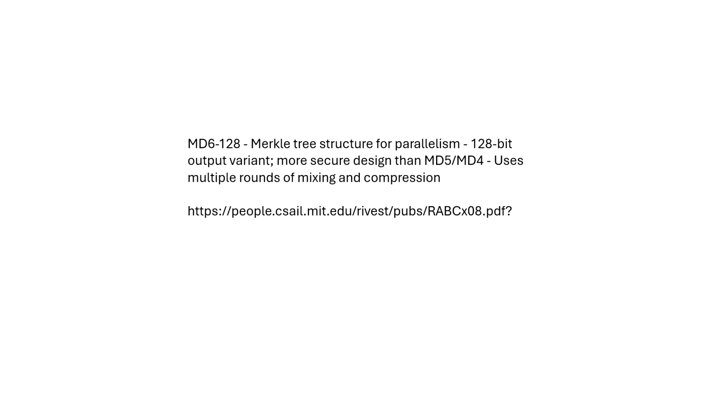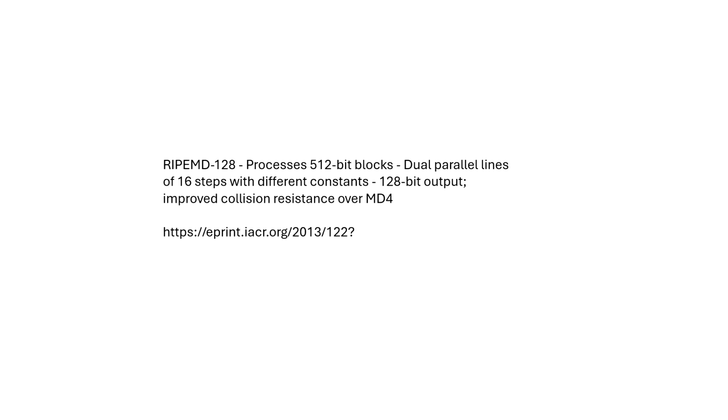MD6 128, Merkle tree structure for parallelism, more secure design, using multiple rounds of mixing compression. There's a source below for that. Then you have RIPE MD 128, 512 bits, dual parallel lines of 16 steps, different constants. Improved collision resistance. So you'll see a little trend on this: the better the function is, the less likely it is to have a collision. And that's the main thing we care about.